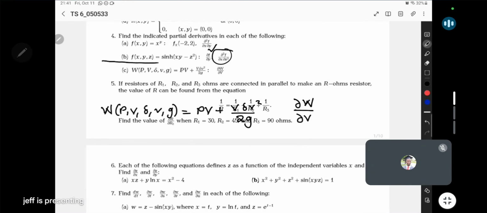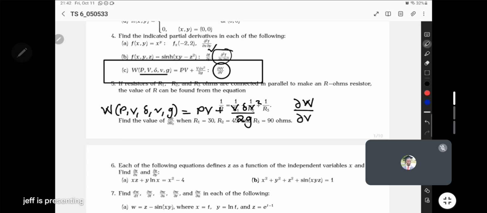So in C here, I'm just trying to confuse us by saying W depends on a number of things. But the problem is very straightforward. Get the partial with respect to V. Just observe that you have two V's in the problem, two variables are labeled V. Which one are they describing?